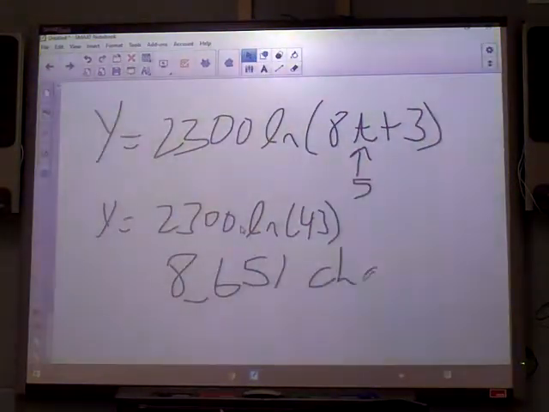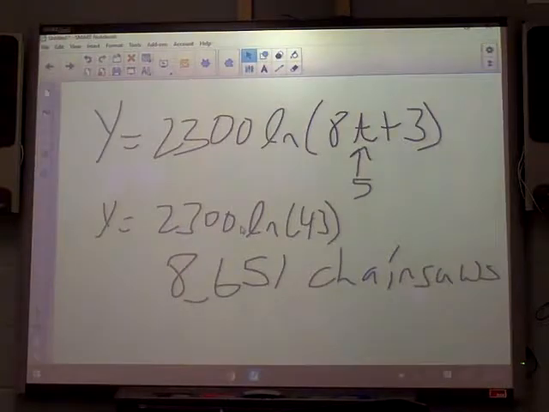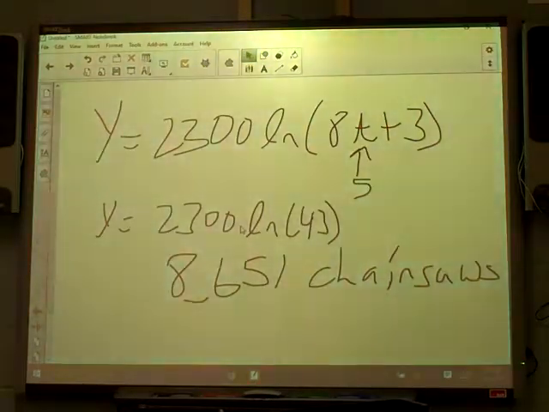8,651 chainsaws is correct. It's a lot of chainsaws. She said ugly decimal, and I was like, oh, we got this wrong. It was like, no, I got this right. I had 86. Anybody need help getting that in your calculator? I did not mess up.